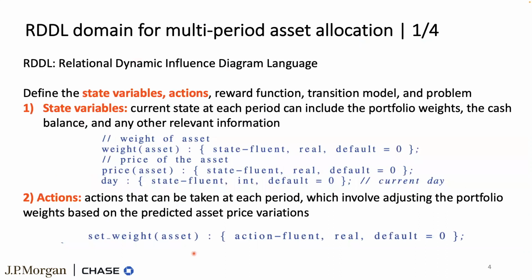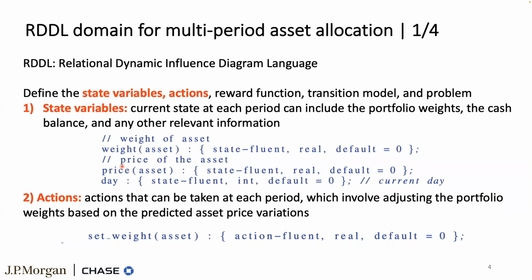Now let us dive into the RDDL domain for multi-period asset allocation. So the domain will have 5 key components: state variables, actions, the reward function, the transition model, and the problem. So starting with the state variables, it will have the weight of the assets that are in the portfolio. So each asset will have a weight variable associated with it. So if there are n assets, there will be n variables with the weight of each of them.